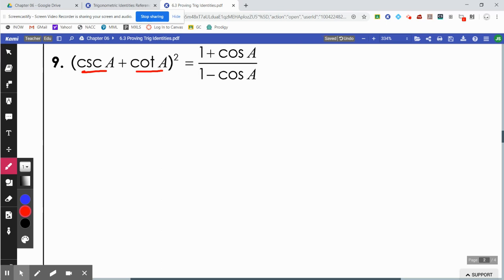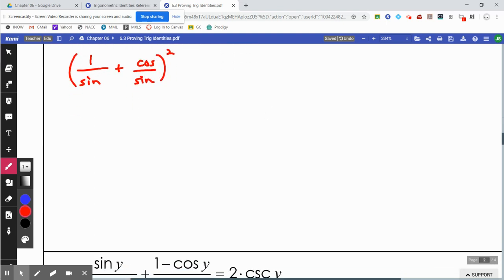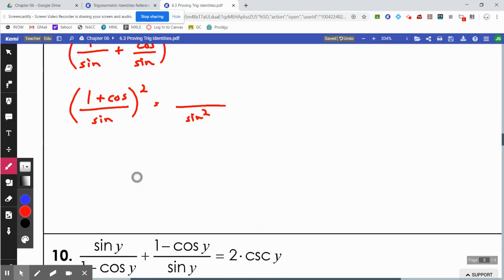So let's see, we got cosecant, which I know is 1 over sine, plus inside here I have cotangent, which is cosine over sine. So I've got some common denominators already, so it might be best to work with this. That's going to give me 1 plus cosine over sine, and that's being squared. Yeah, this might be good to work with. Now on top, the bottom's easy. You just square the sine. But on top, you have to square 1 plus cosine. That has to be FOILed.